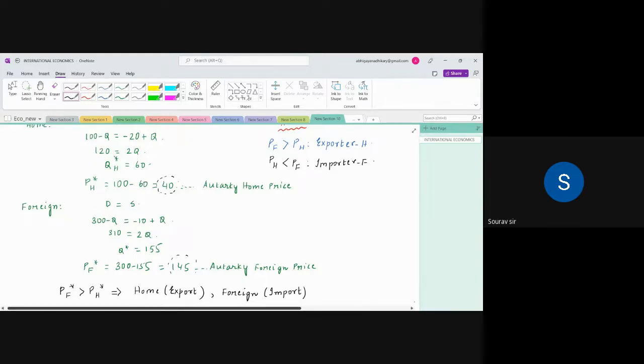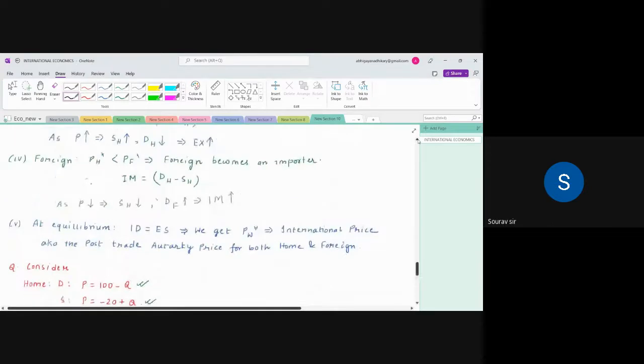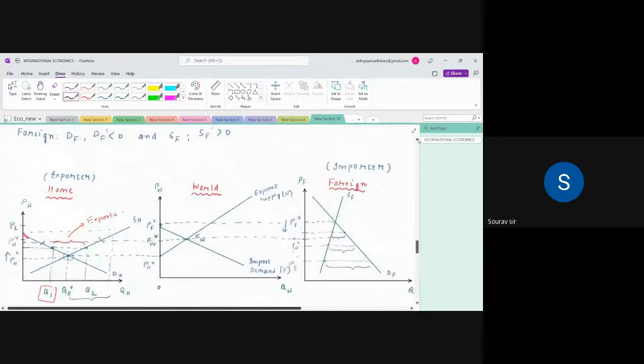Correct? And what are we going to do now with this knowledge? If I just go up to what we have done the last day, look at this diagram once more. Home was our exporter also in this figure, and foreign was our importer. Why was it so? Because the autarky price of foreign was higher than that of home, which was PH star, this one. So what was happening? Home was becoming an exporter in the world economy and foreign was becoming an importer in the world economy. So since home is becoming the exporter, we get the export supply curve from the home country. And since foreign is becoming the importer, we get the import demand curve from the foreign country.